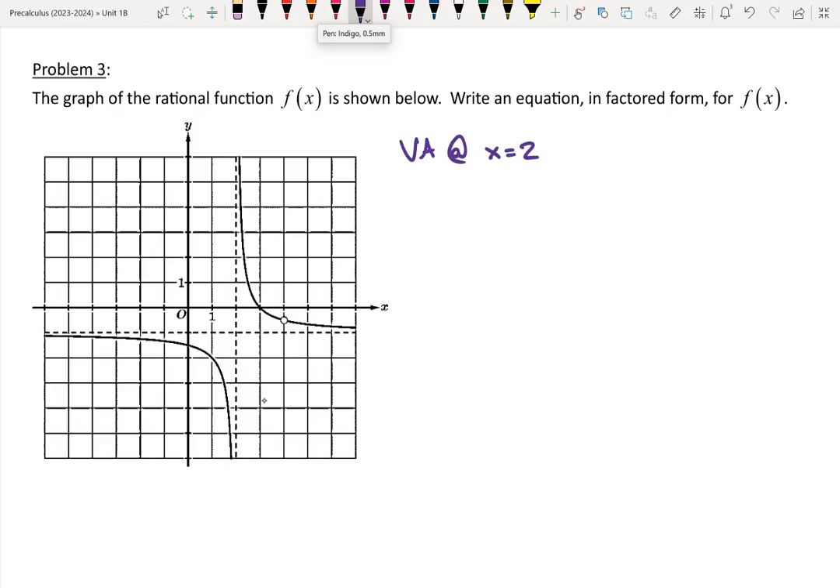I have a hole here, a hole at, what would that be? 1, 2, 3, 4, at x equals 4. That looks like about 4 comma negative 0.5. Don't know that for certain. That's what it looks like. We have a horizontal asymptote at y equals negative 1. Okay, I think that's all the key information that we have.